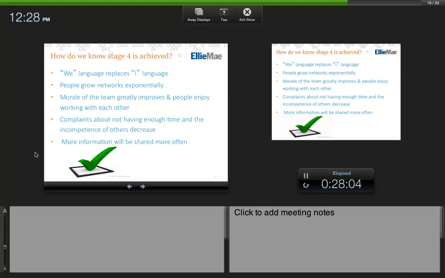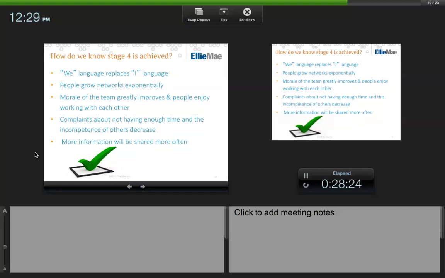People want to actually come in. Complaints about not having enough time, "I'm completely burdened by all these things in front of me," "look how incompetent everybody else is," "I have to do everything around here" — that kind of language starts decreasing because you're actually believing that I'm not going to save everything.